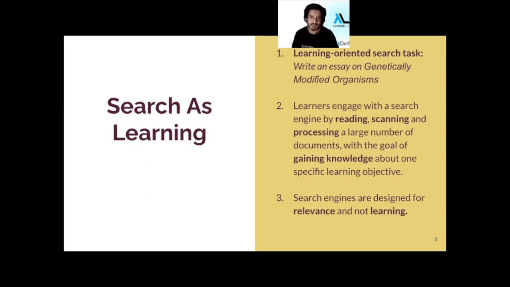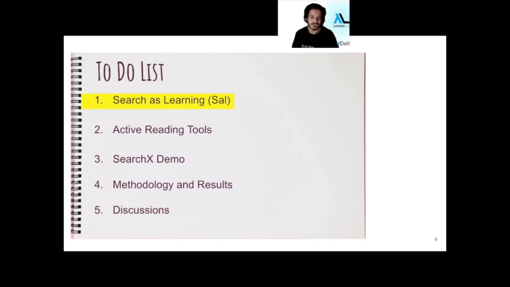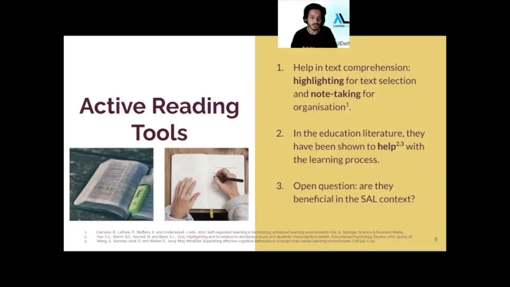Holding that thought in mind, in the next section I would introduce a concept known as active reading tools in educational literature. So what are these tools? Active reading tools like a highlighting tool or a note-taking tool are used for text comprehension by learners. For example, highlighting is used for text selection, and note-taking is used for organizing the selected bit of text. And it has been shown in educational literature that using these tools actually helps in the learning process.